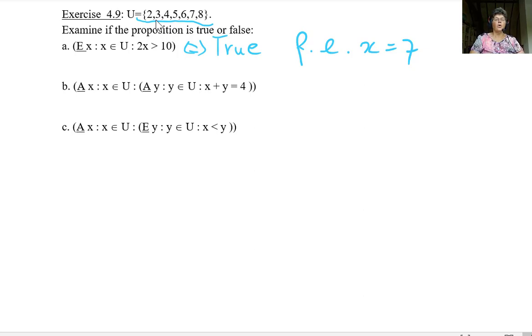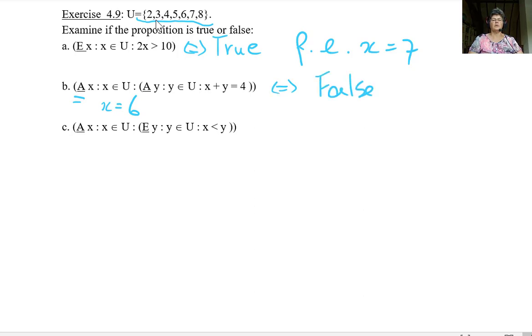B. For all elements coming from that universe, it applies that for all elements coming from the same universe, x plus y equals 4. So it's a universal quantifier. Let's try to find a counterexample, because then we're faster done. So let's take x being 6. Then is it true that for all y from the universe x plus y equals 4? I can't even find a single one. Let alone all of them. So this is false.